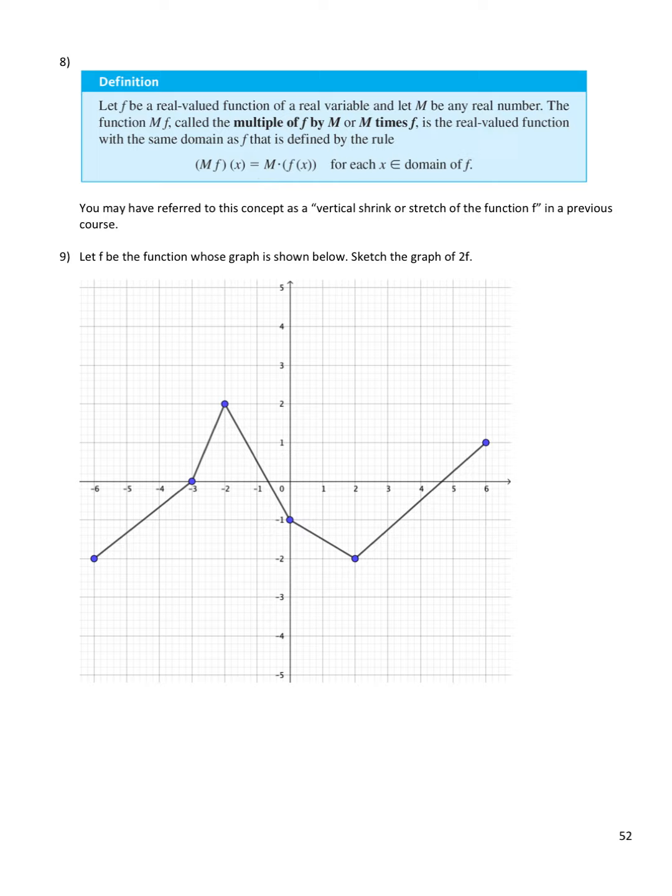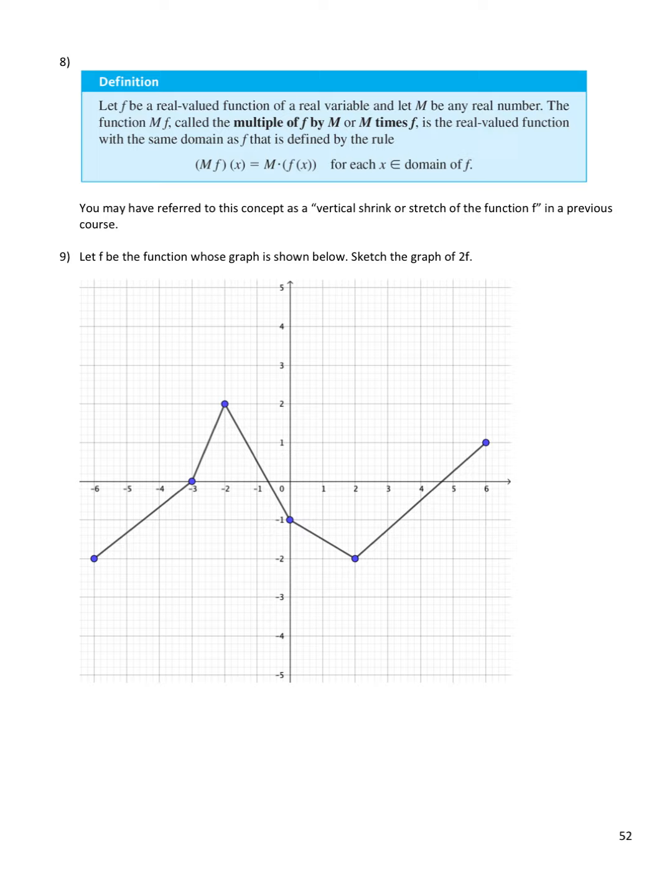And you may have referred to this concept as a vertical shrink or stretch of a function in a previous course. And you probably studied other transformations like shifting left and right and up and down and vertical stretching and shrinking and reflections. For this course, we're only studying the vertical stretch shrink. So for example, we have a function whose graph is shown below, and I want to sketch the graph of 2f. So to sketch the graph of 2f, we just double all the y values.